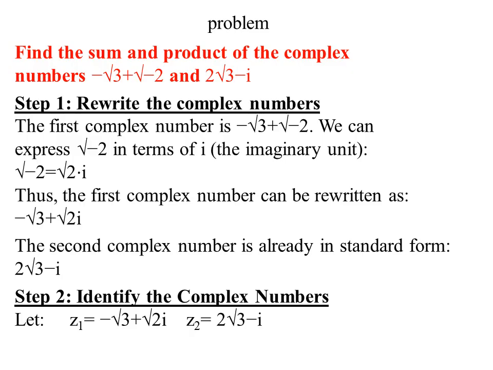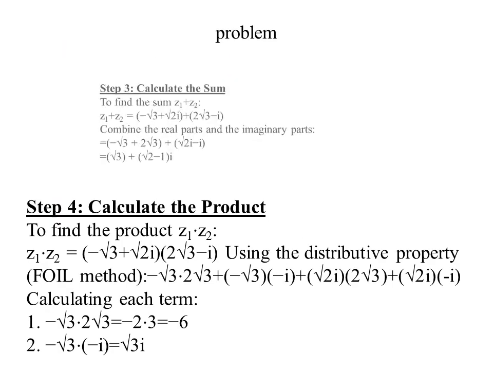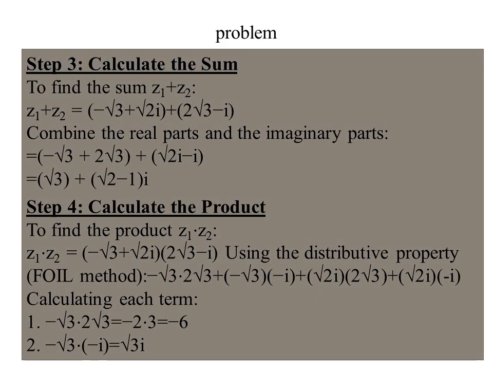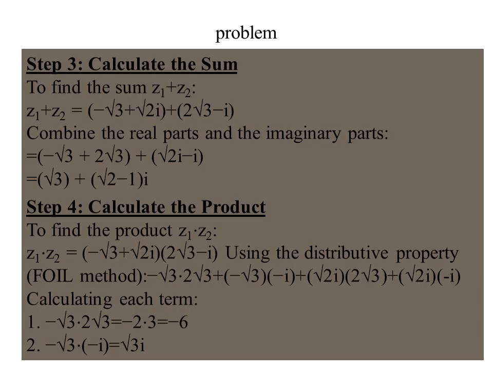In the second step we identify the complex numbers. Let z1 = −√3 + √2 i and the second complex number z2 = 2√3 − i. After the second step we move to step 3. Here we calculate the sum.